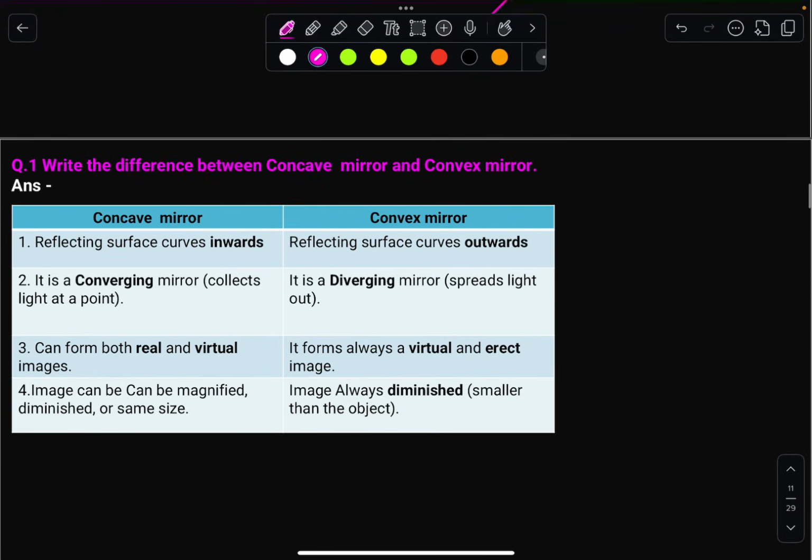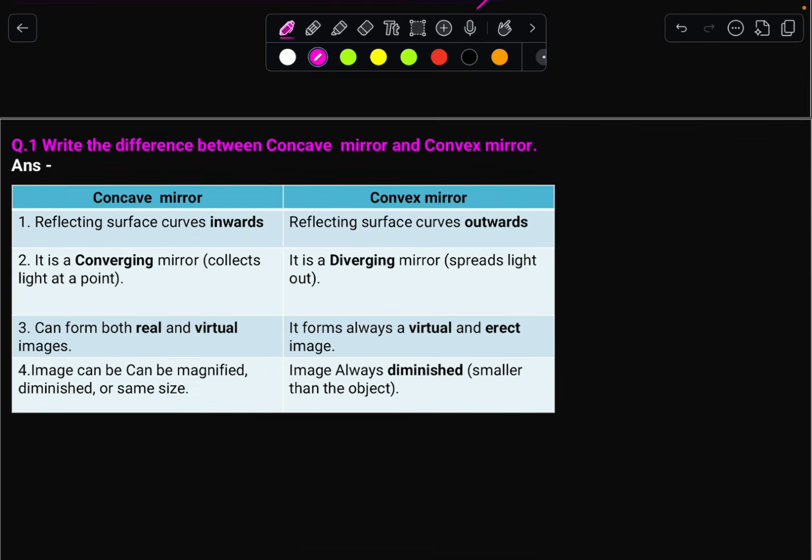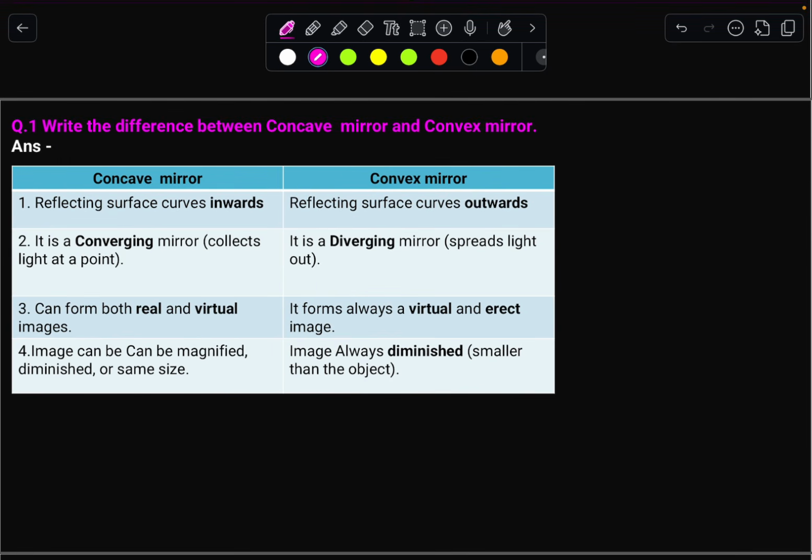Okay beta, now let's see the important questions. That theory part is over. Now we left one lab activity that we'll do in the next video. Okay, to write the difference between concave and convex mirror, now see beta how to approach this type of question. Whenever they ask a difference type of question, we have to make a table. Beta, column 1 concave, column 2 convex.